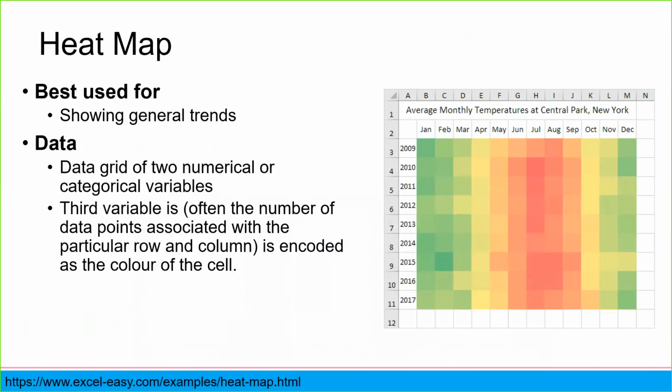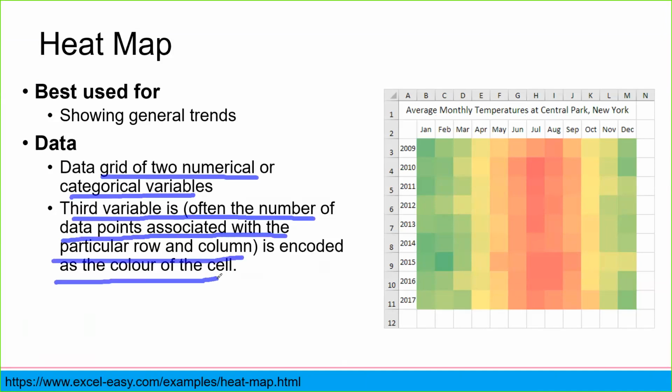We can also use a heat map. In the heat map, we can see these figures directly. It shows the general trend. It is the data about temperatures, the average monthly temperatures at Central Park, New York. And the data will be about two numerical or categorical variables. So the third variable is often the number of data points associated with the particular row or column, and then it is encoded as the color of the cell.